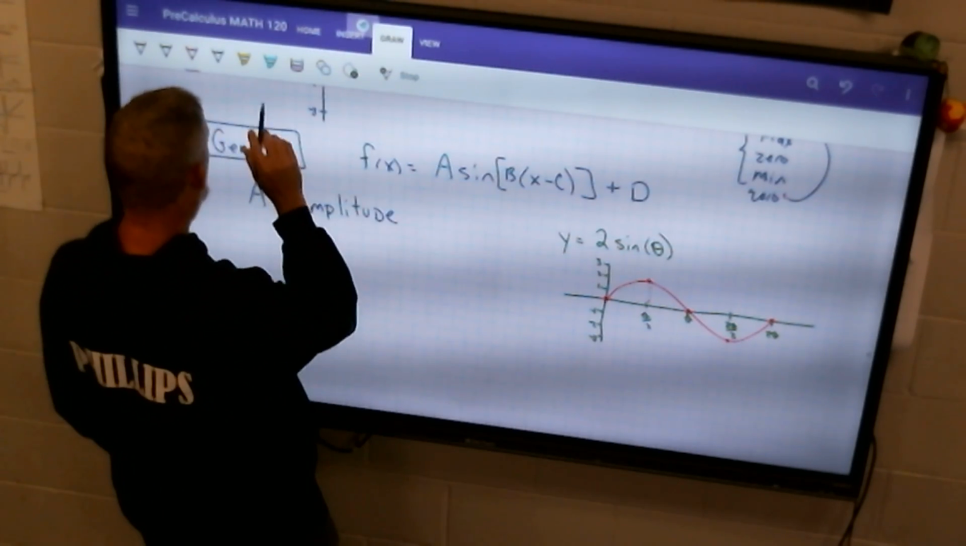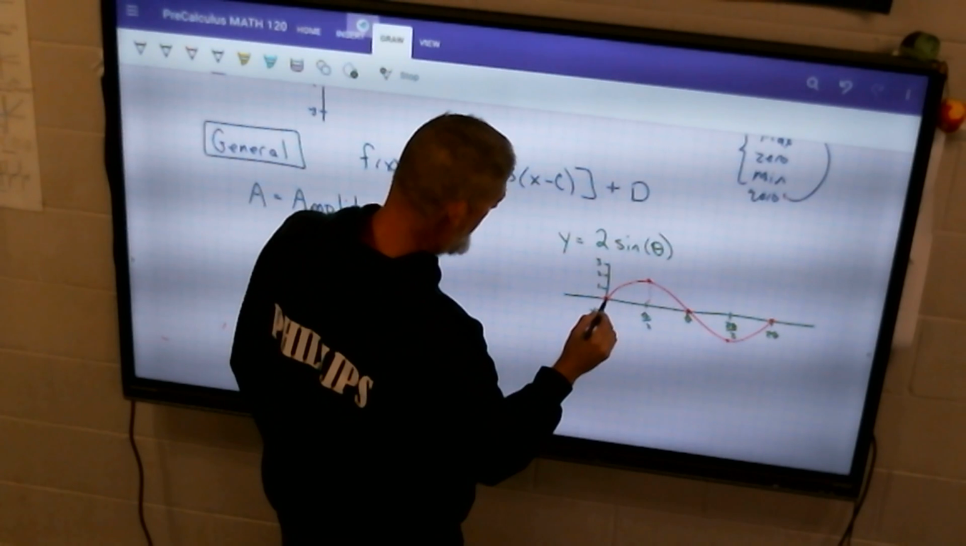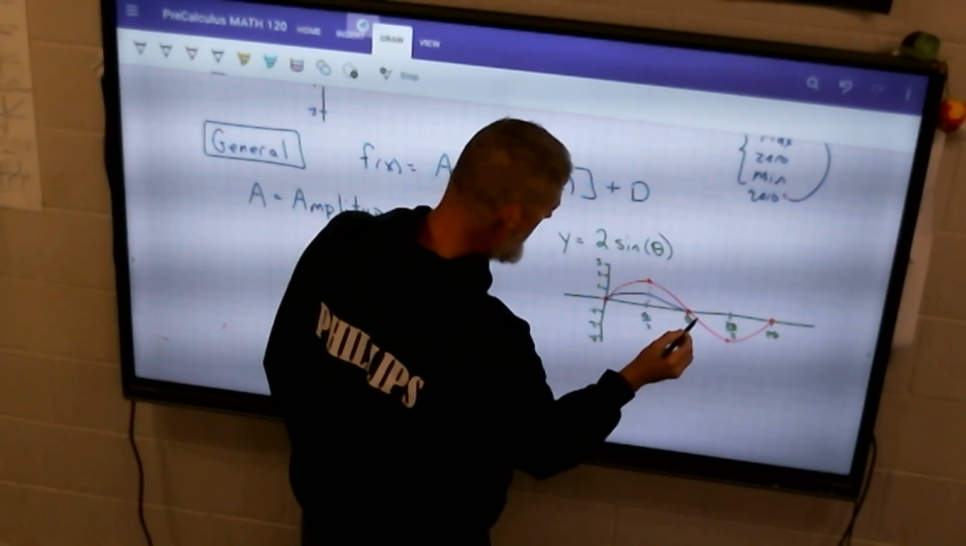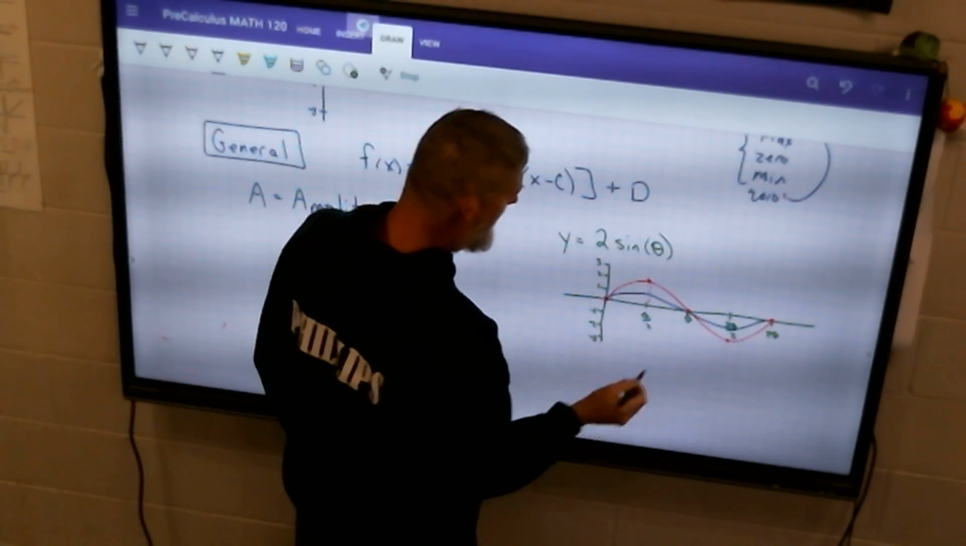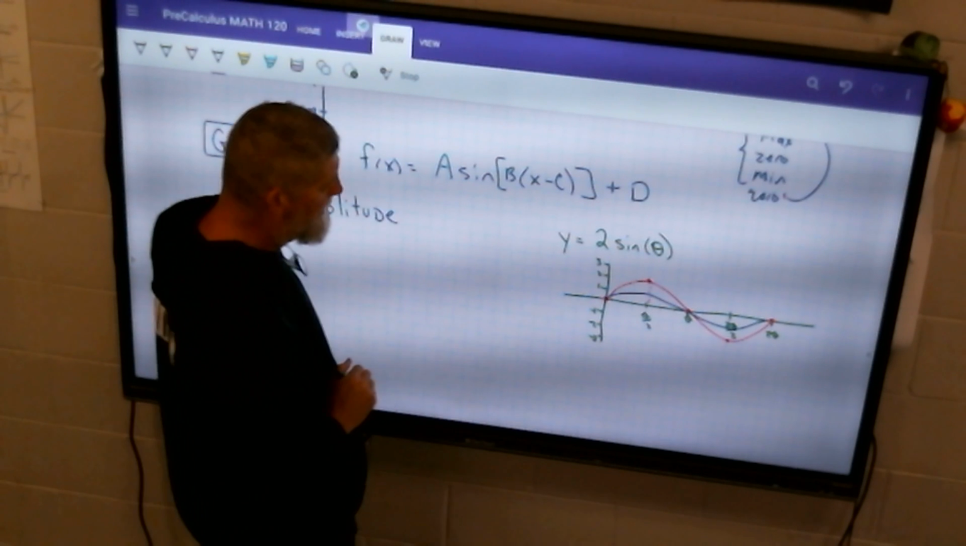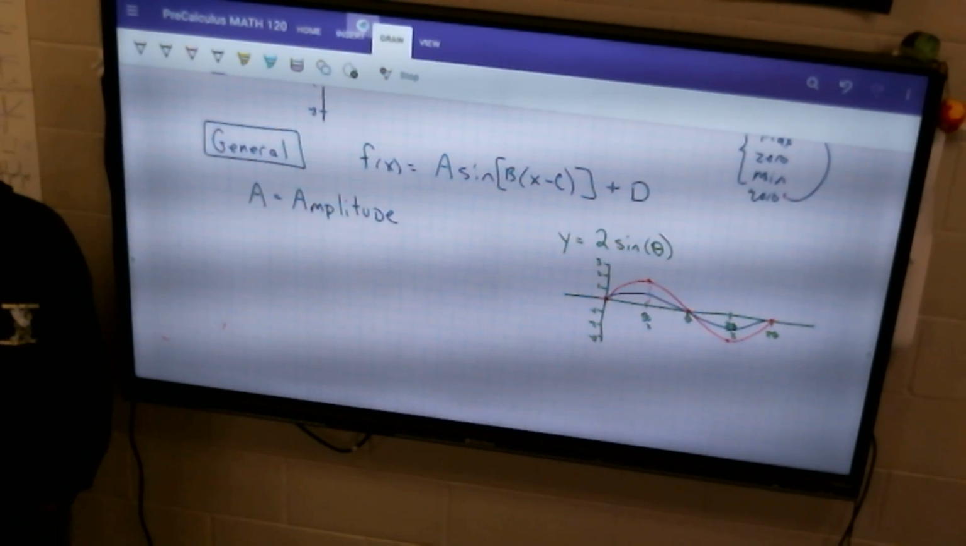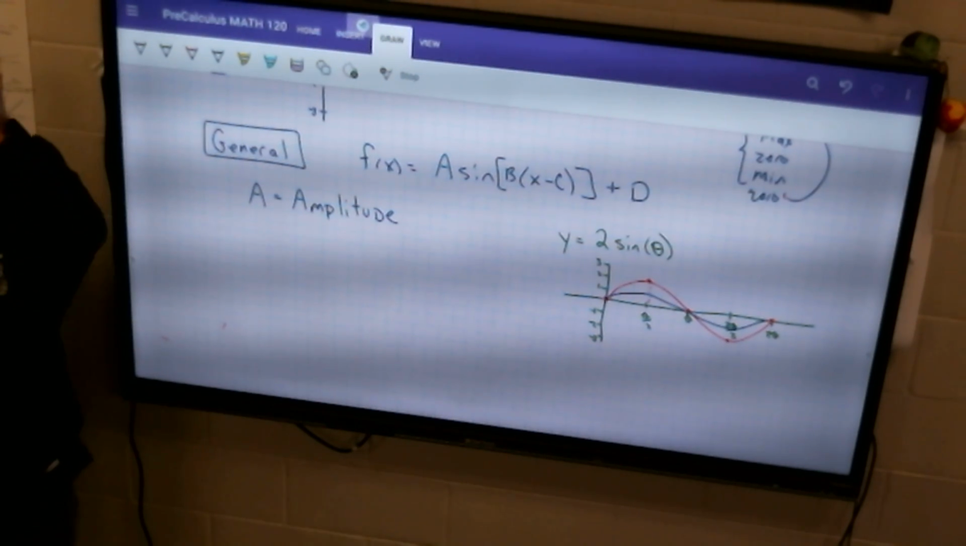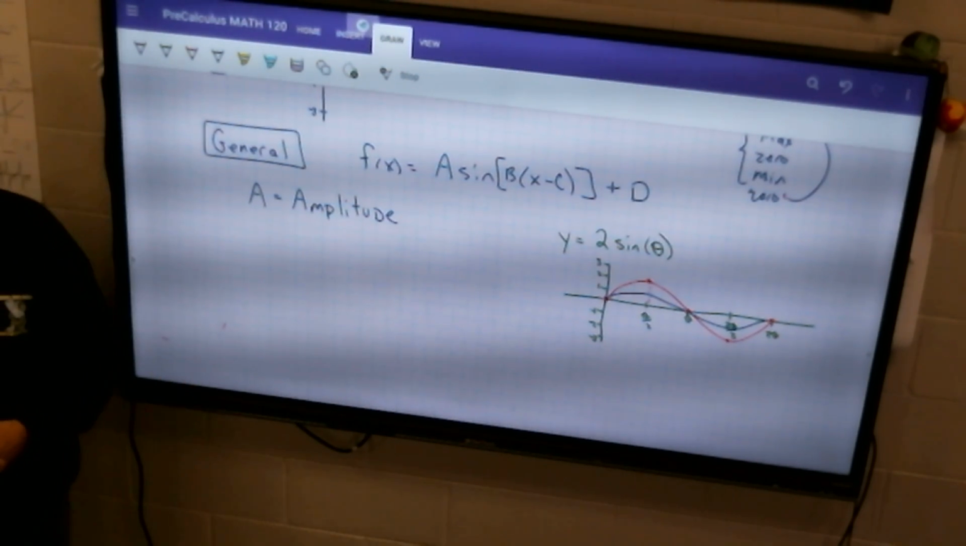So let's go back to my regular one. Rather than going up to 1 and down to negative 1, I've gone up to 2 and down to negative 2. So what has that done? It's actually done what to the graph? Stretched it which way? Yeah, stretched it vertically, right? We pulled it vertically. So we stretched it vertically. That's what the amplitude does. It just changes it above and below.